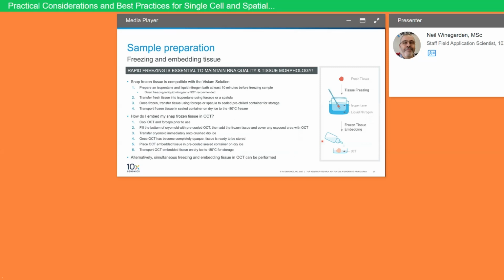The specific method of freezing is critical, as it ensures maintenance of tissue morphology while protecting RNA integrity. In general, we recommend a rapid but very even freezing method. Specifically, isopentane in a liquid nitrogen bath, which prevents tissue cracking during the freezing process. Frozen tissues are embedded into OCT for proper sectioning and placement onto the slide.